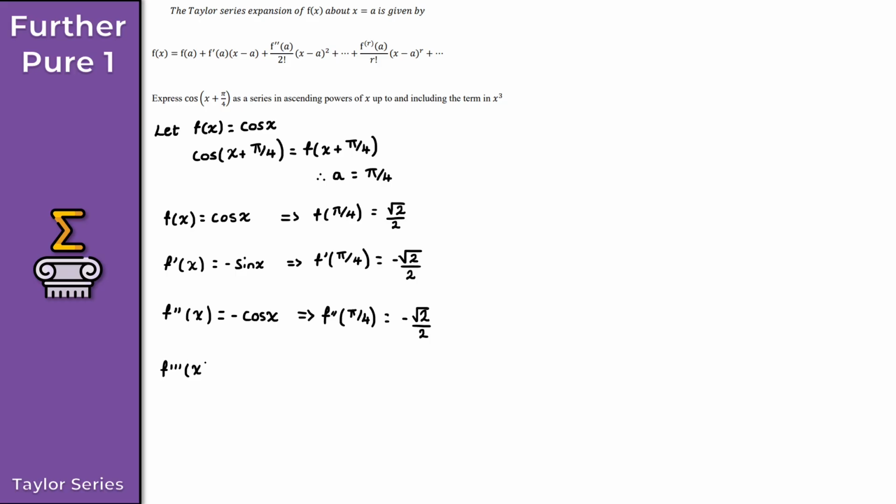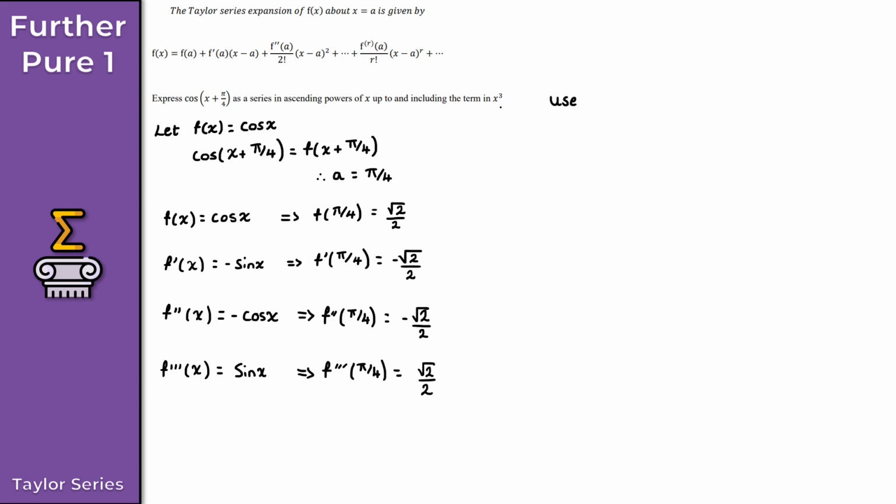Okay, so for the third derivative here, just differentiate minus cos x, and this gives us sine x. And again, we need to evaluate this here at pi over 4. And if we do that here, then we simply get root 2 over 2. Okay. So at this point here, then, we now have everything that we need to find or express cos of x plus pi over 4 as a series in ascending powers of x up to and including the term in x cubed.